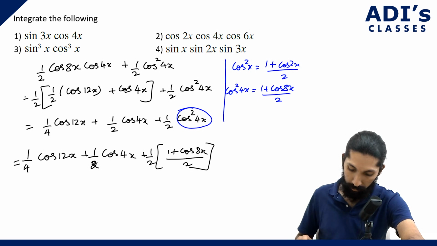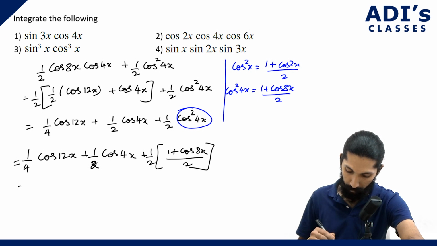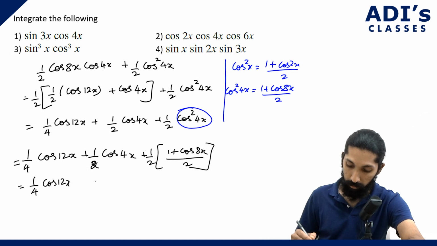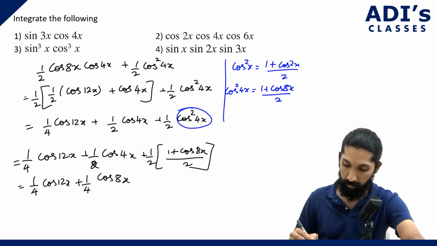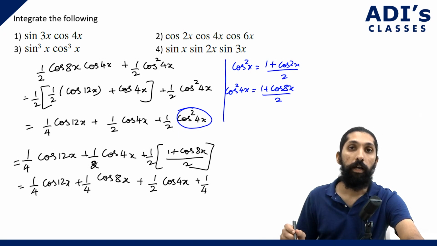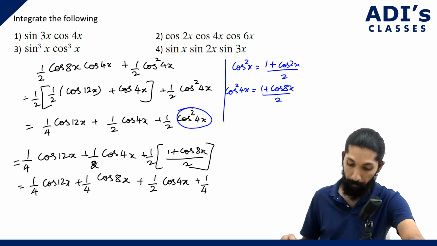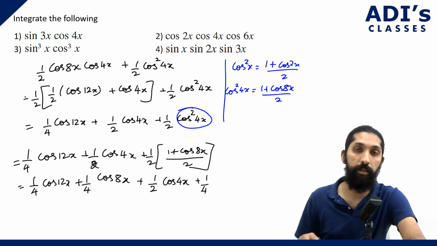So you are going to take this 1 by 4 cos 12x. Then the next thing what we have, plus 1 by 4 cos of 8x plus 1 by 2 cos 4x plus 1 by 4. Guys, this is not the integrated form. This is the simplified form of the question. Now we need to integrate and get the answer.